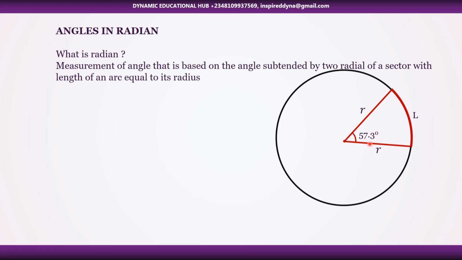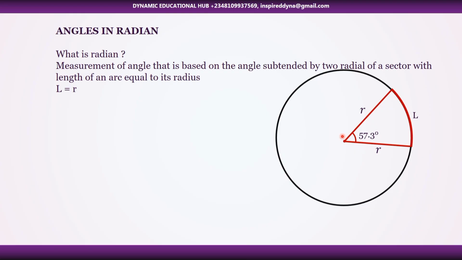And if we measure that angle, we are going to get 57.3 degrees. This is an angle in which the radius will be the same thing as the length of an arc. If you move starting from a point and you move anti-clockwise or clockwise, the angle at which the length of the circumference of this circle, which is the length of an arc, will be the same thing as the radius. That is radian.